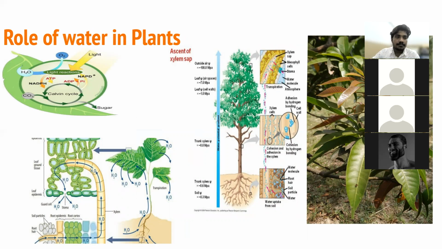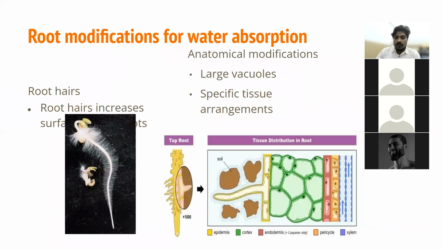So for example, if you see here, water is absorbed from the root, inside the root, and once it enters the xylem, it will go to the different parts of the plant. So this will be called long distance transport. Okay, so now we will move to the different steps involved in short distance transport.